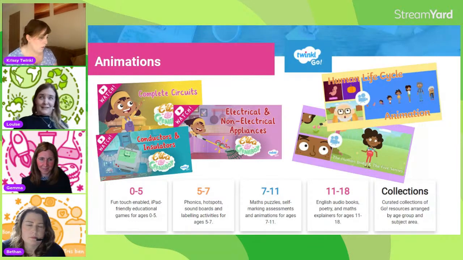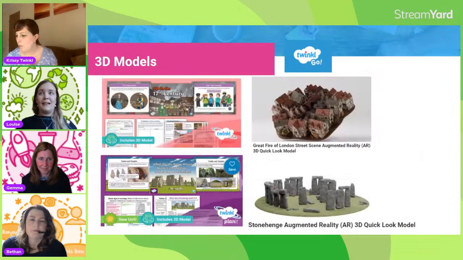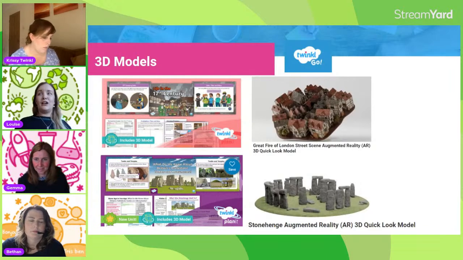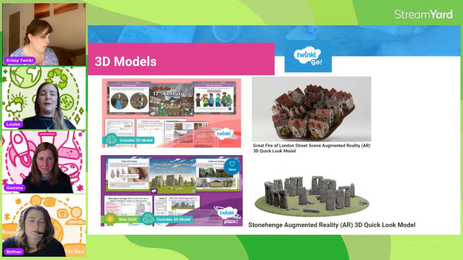One other interactive feature that we have, which again is incredible, is augmented reality 3D models. Some of the PlanIt history units now include 3D models, and they're a really great way to engage children and help them to explore. You can see some of them on the screen. You can go and look into that street for the Great Fire of London, or take a tour around Stonehenge, and they're really exciting.